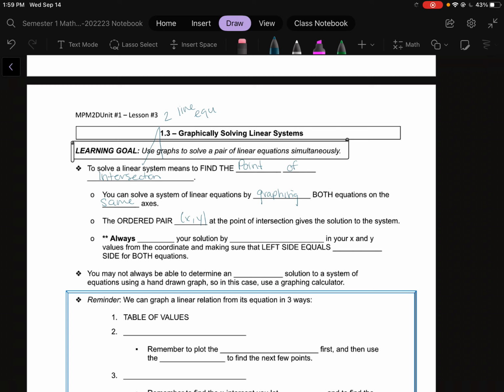It's very important to always check your solution by substituting in your x and y values, as we talked about yesterday in the first lesson. Always substitute your x and y values from the coordinate to make sure that the left side equals the right side, because we need to make sure that both sides are equal with one another. You may not always be able to determine an exact solution of the system of equations using a hand-drawn graph, because sometimes things might be a little bit off. So we do use a graphing calculator.